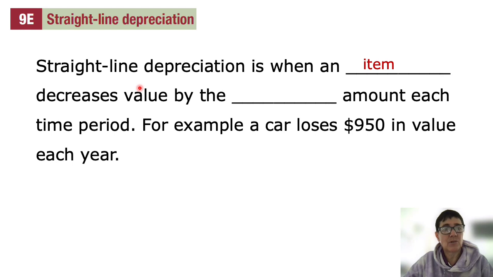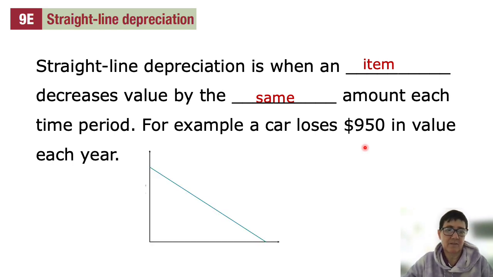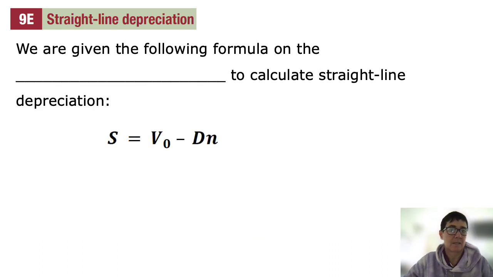This is when an item decreases value by the same amount each time period. For example, a car might lose $950 every year. Okay, it's the same amount every time, and it can be drawn in a straight line graph with time along the bottom, value up the side. So if it was a car, you can see it's losing value over time, and it's losing the same amount, so it's got that straight line. If we had to work out the gradient of that line, that would tell us how much value it loses every time period.